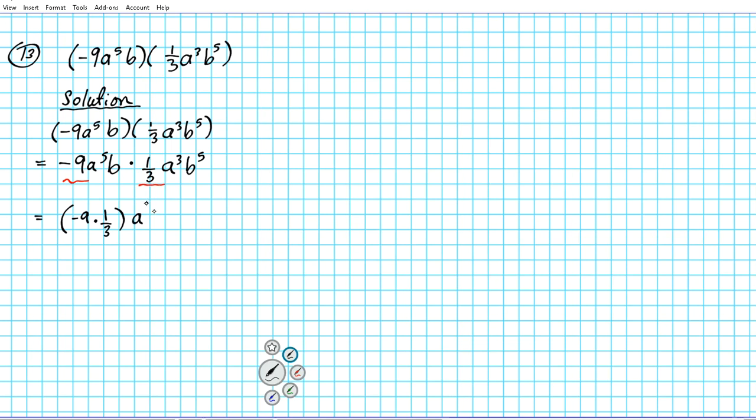And then for the variable components, exponents with the same base, you add the powers: a to the 5 plus 3. And then b, the first b doesn't have a power, so it has the invisible power of 1. B to the 1 plus 5. Alrighty, so this becomes negative 9/3. You can put this as 9/1 and multiply and reduce, or reduce then multiply. Let's multiply and reduce, okay?